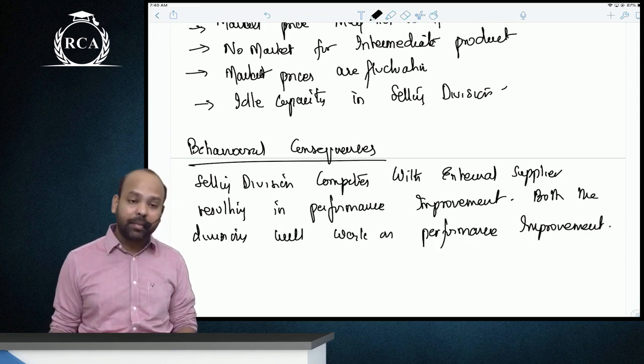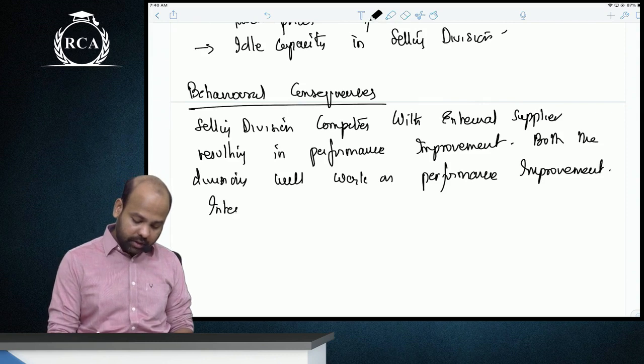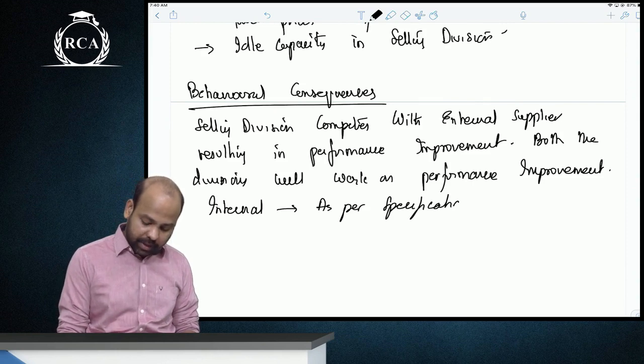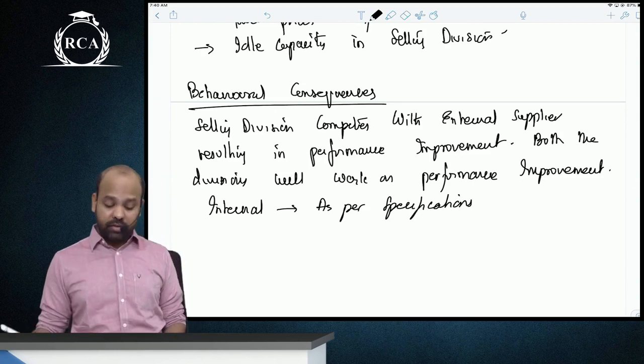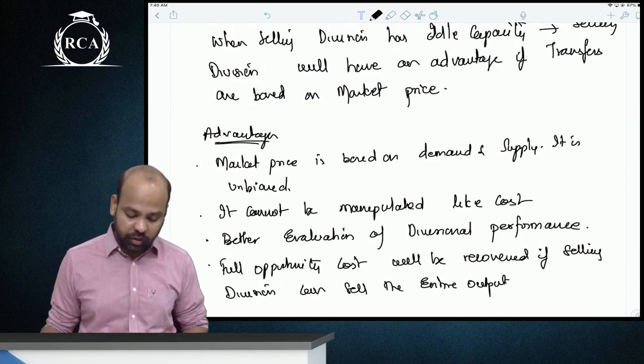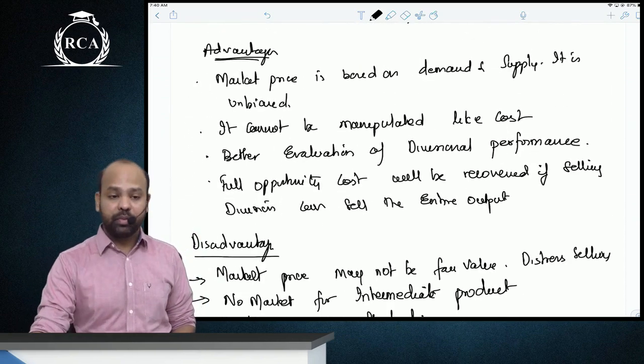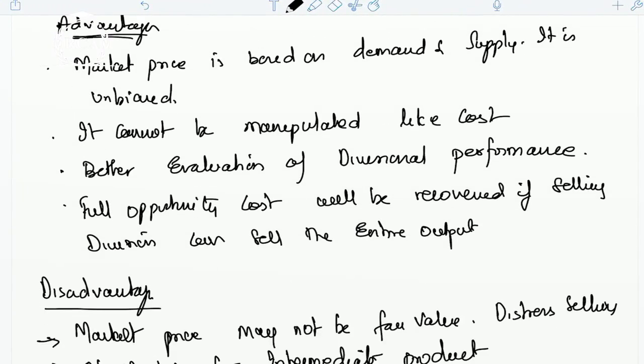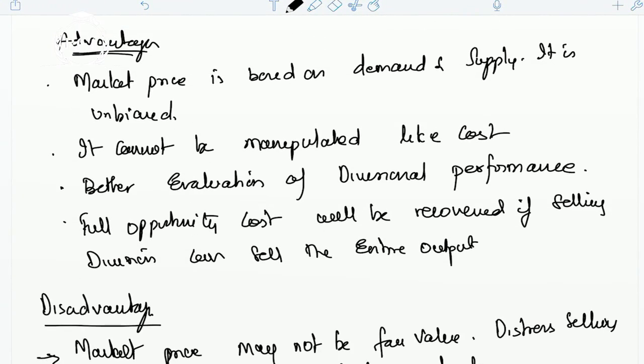And finally, remember, if you're procuring it internally, internal transfers are usually as per specifications. If you buy from a supplier, there can be quality issues. Copy these, guys. These are the advantages and disadvantages of market based transfer price. Quickly do it, guys.